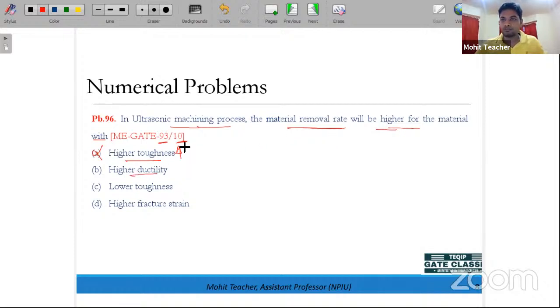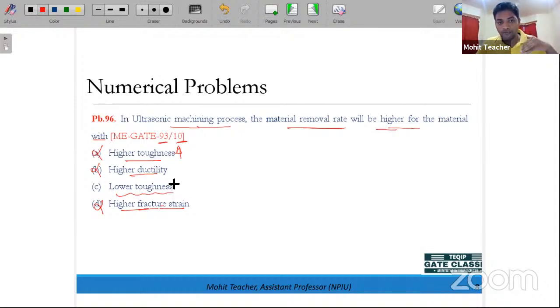High ductility is associated with toughness only. Before that, let's talk about high fracture strain. Fracture strain means the stored capacity, how much it can store. If there is a high fracture stress or strain, then again we are talking about toughness, so this option will also be eliminated. So only one option is remaining, that is low toughness.